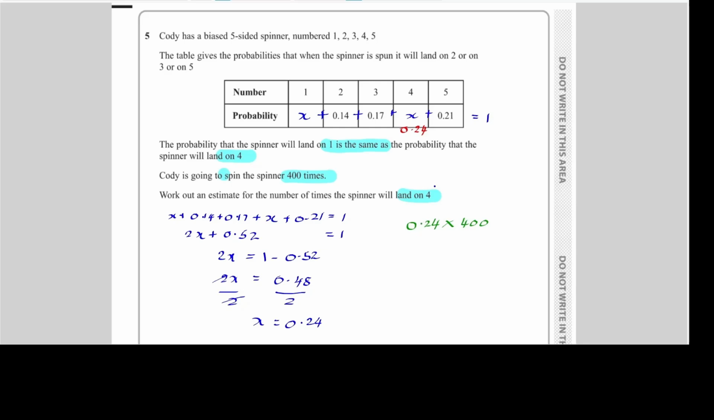So 0.24 multiplied by 400 equals 96. So she will land on 4, 96 times. The answer comes as 96.